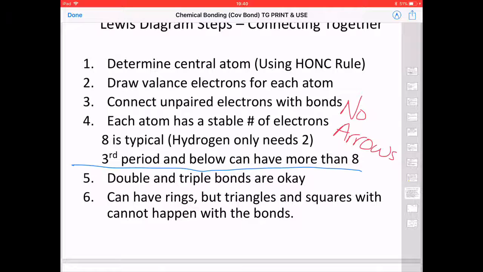It's not happy about it, but it's capable if it needs to. So those are just 2 exceptions to the octet rule that I want you to know.